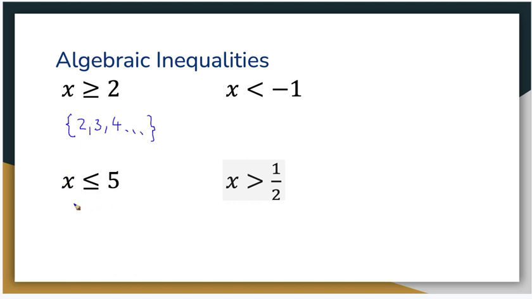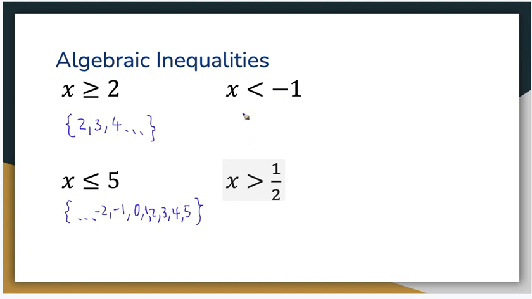Similarly here, when x is smaller than or equal to 5, then it could be even inclusive of the negative numbers, like negative 2, negative 1, 0, 1, 2, 3, 4, and inclusive of 5. Okay, that is if x is an integer.